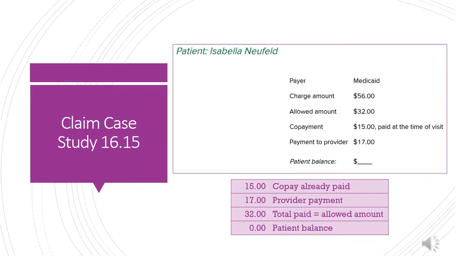For the remaining cases, we don't necessarily have as much information. We'll break it down and use what we know. For claim case study 16.15, the payer is Medicaid. A copay of $15 was already paid at the time of visit. The provider was paid $17. What's the patient's balance? Total what has been paid. $15 copay plus $17 to the provider equals $32. This is what the allowed amount is. The patient's balance, therefore, is $0.